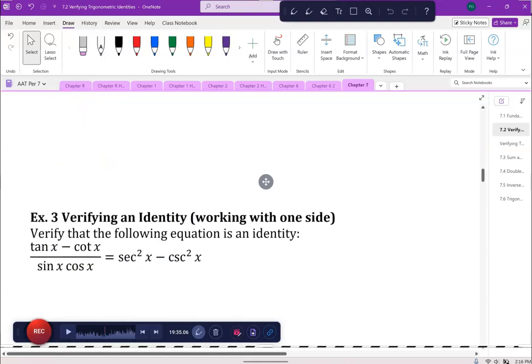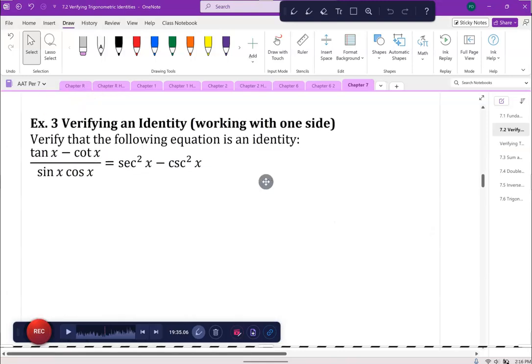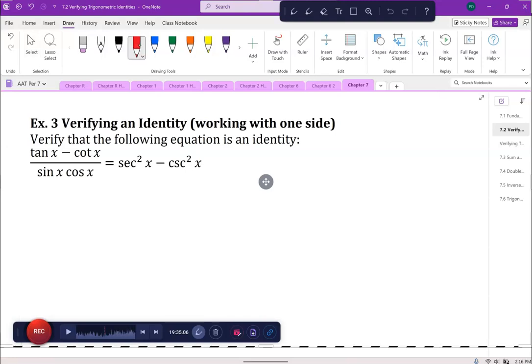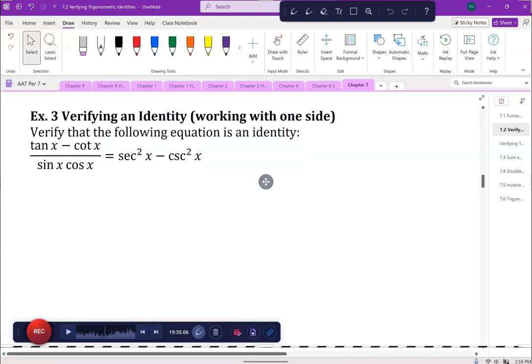All right, let's look at the third one. Same thing. Your book's going to tell us to work on one side, so we'll see how this goes. Tangent x minus cotangent x over sine x times cosine x is equal to secant squared x minus cosecant squared x. All right, so a little bit trickier than the ones we've seen, but I think we can do it. I'm going to go left-hand side because I think the right-hand side's pretty straightforward.